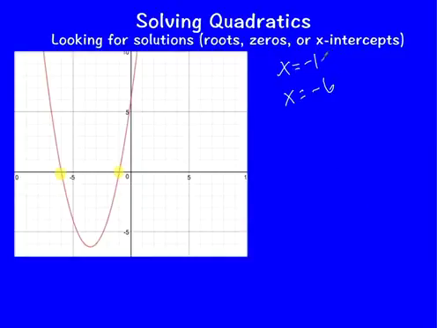I can also rewrite these so that they are written as coordinates. Because they're x-intercepts, this answer would be (-1, 0), and this one would be (-6, 0). So remember, I can either see it as x equals -1, x equals -6, or as (-1, 0), (-6, 0).